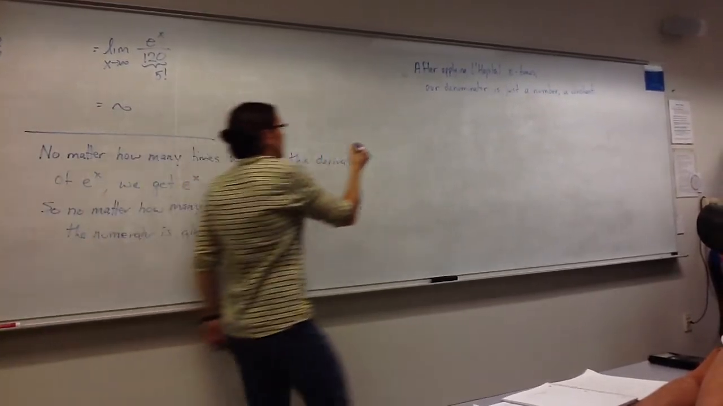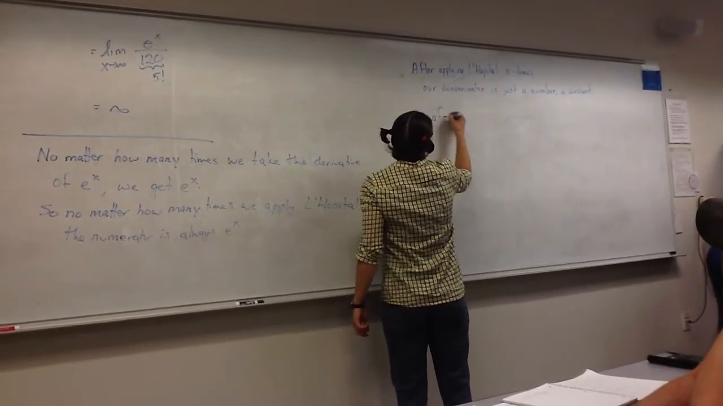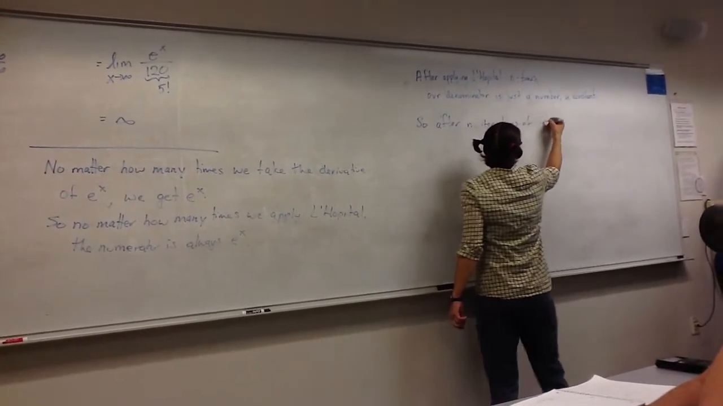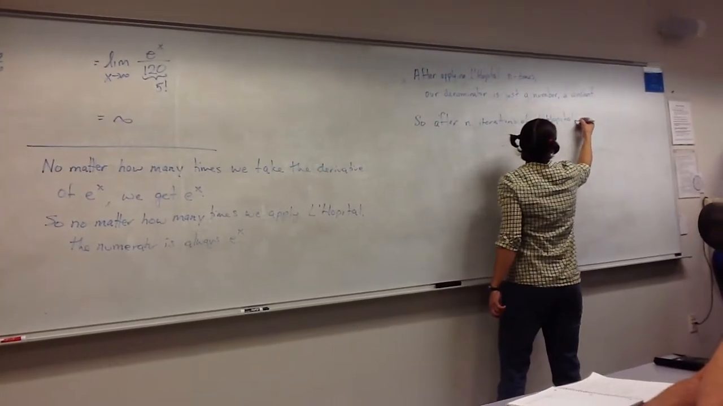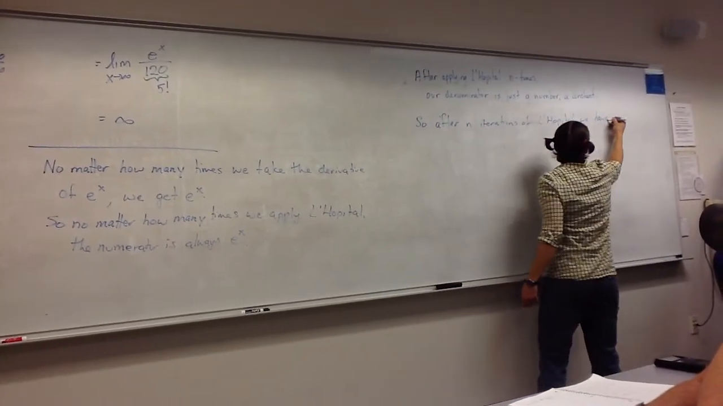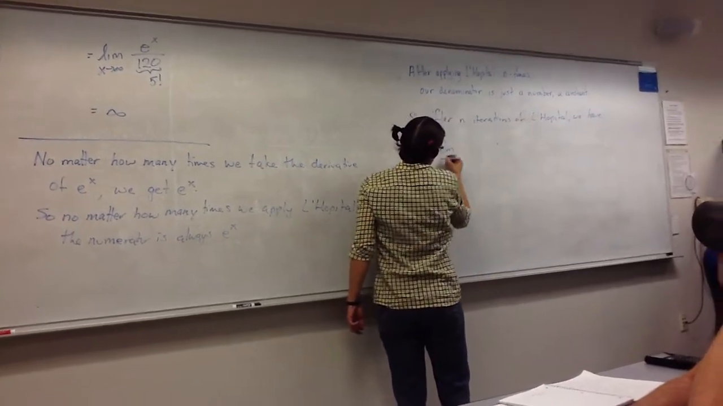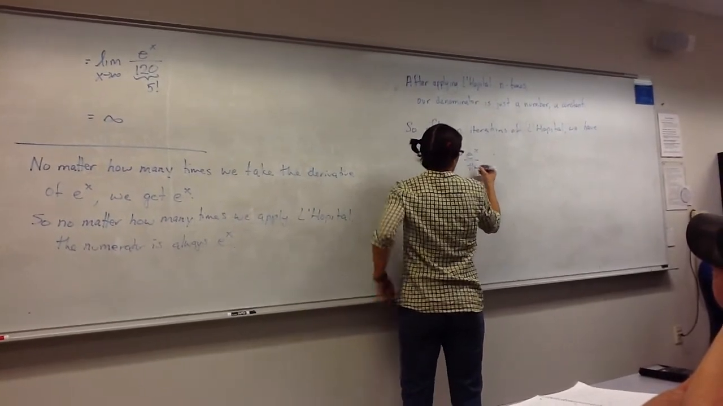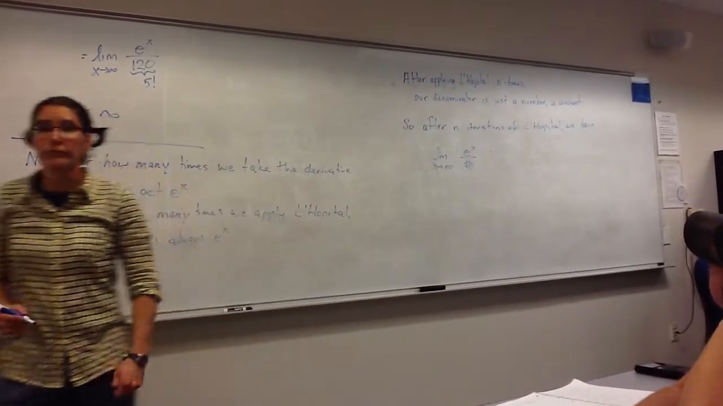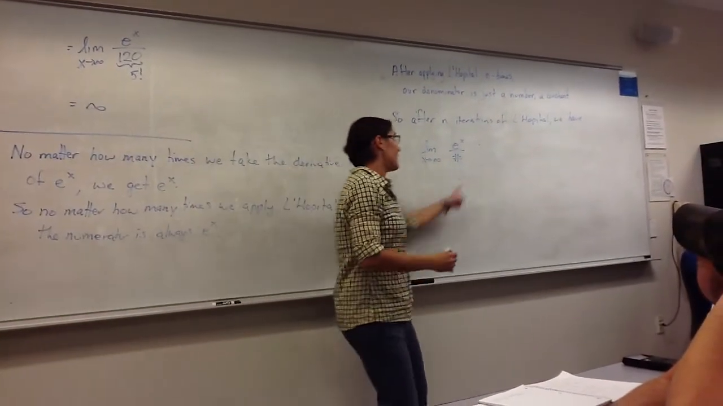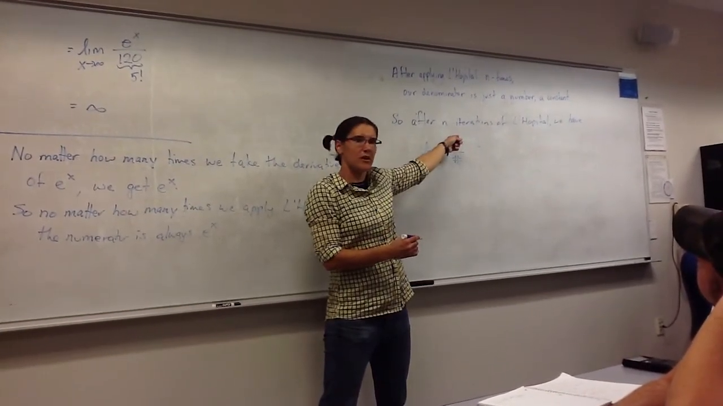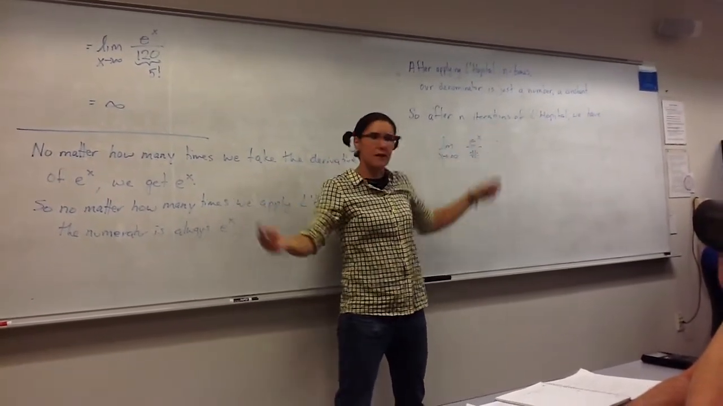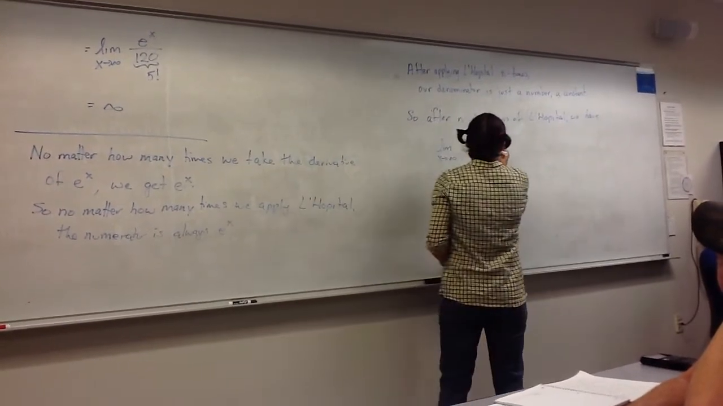And so our limit, after n iterations of L'Hopital, we have the limit as x goes to infinity of e to the x over some number. And since e to the x is getting bigger and bigger and bigger, and the denominator is just a number, a huge number divided by a constant is still really big. So our limit is equal to infinity.